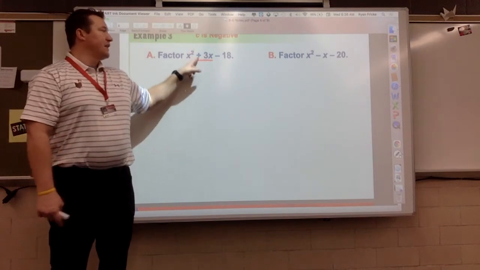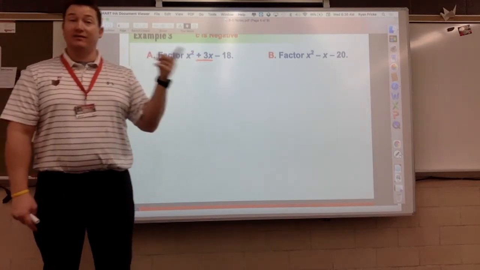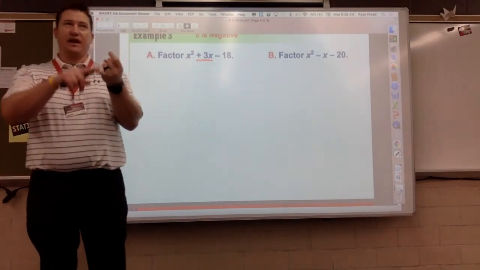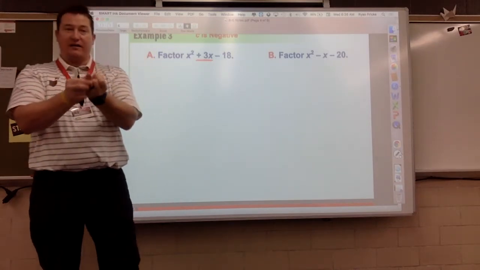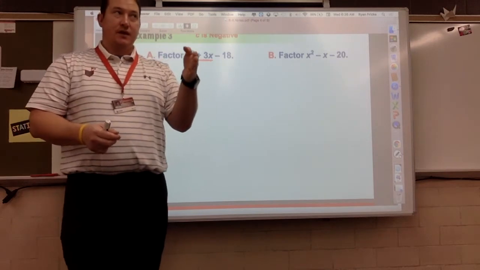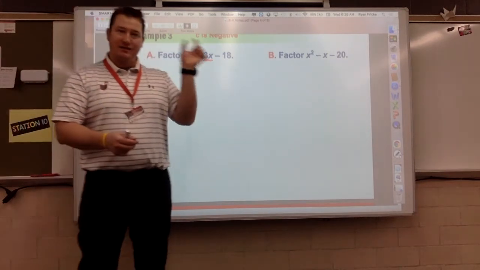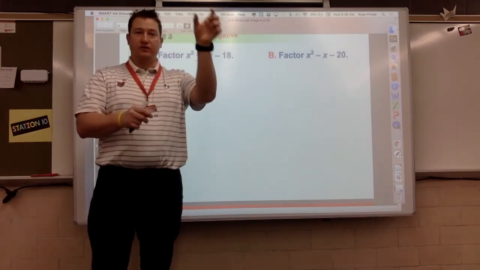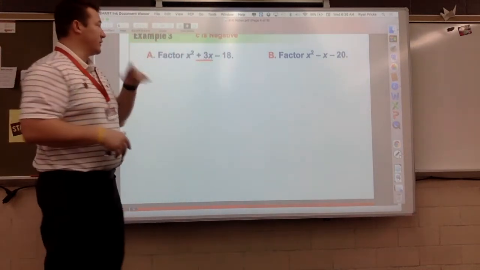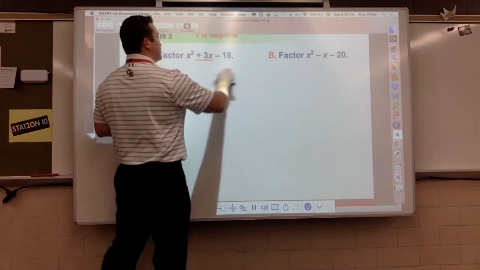In this case, they're going to add up to positive 3. So remember, we had a negative number and a positive number, and when we add them together, we get a positive number. That tells me the larger number has to be the positive number, because when we add the negative number to it, it will still be positive. Okay? So here's what that looks like.